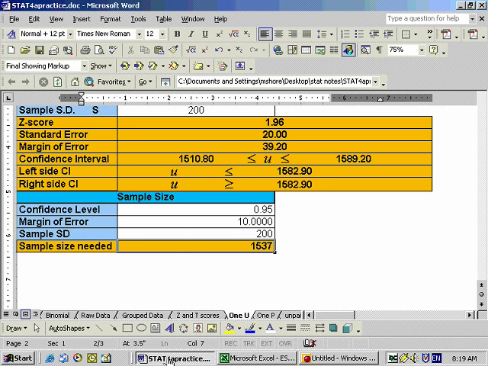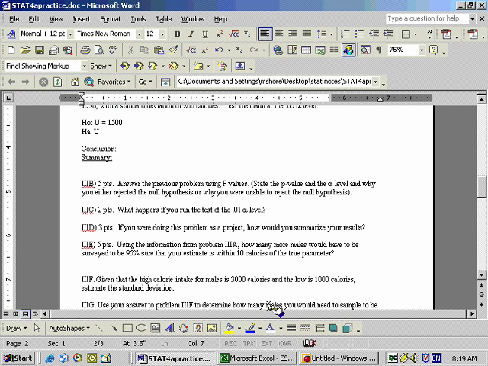Part F says to estimate the standard deviation. Given that the high intake for males is 3,000 calories and the low is 1,000 calories, estimate the standard deviation. This is using an approximation for the standard deviation where you take the range divided by 4. It doesn't give you exactly the standard deviation, but sometimes that's all you have to go by. So the range, 3,000 minus 1,000 is 2,000, and 2,000 divided by 4 would be 500. So your estimate for your standard deviation would be 500.